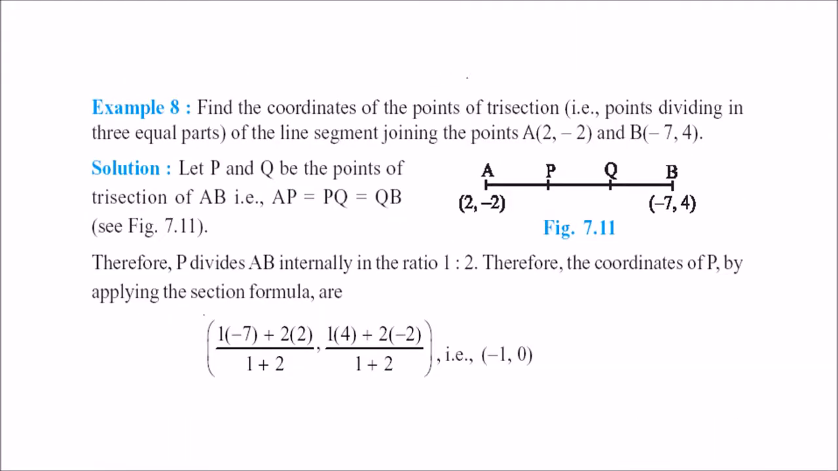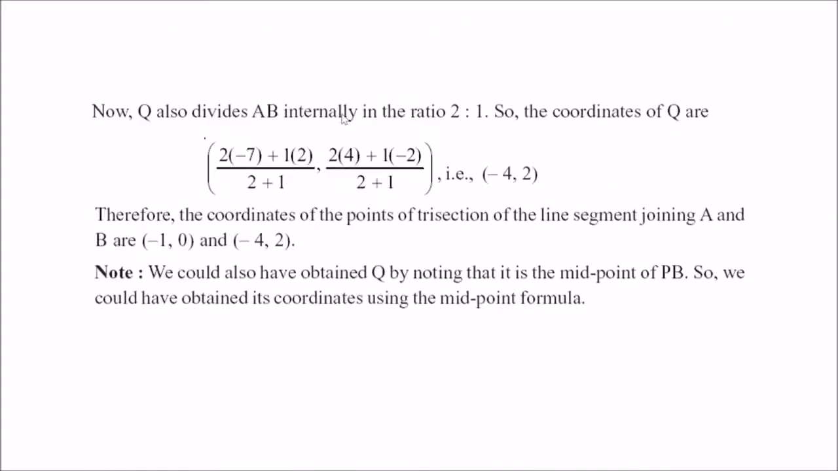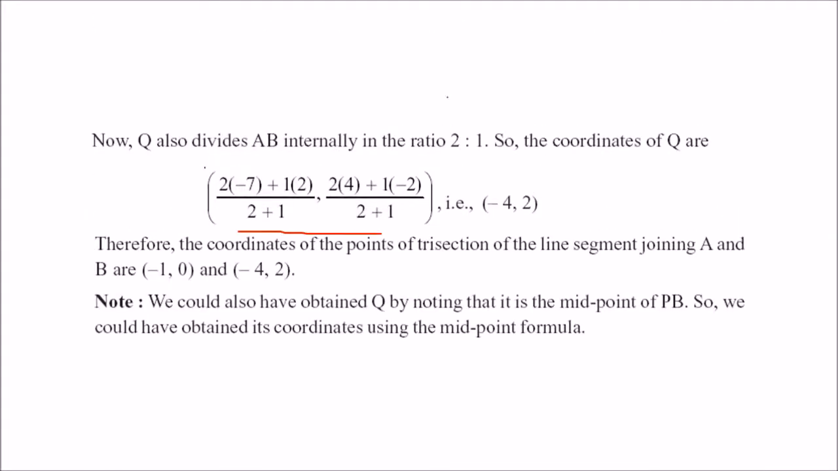Now find the coordinates of the points of trisection, means you have points A and B, which are 2, minus 2 and minus 7, 4. This is a point P which is dividing it into 1 is to 2 ratio, and Q is dividing it into 2 is to 1 ratio. So these are equal parts. This will be 1 is to 2 and Q will be 2 is to 1. So when you use 1 is to 2, you can just find out minus 1, 0. And when you find out 2 is to 1, you just place m1 equal to 2, m2 equal to 1. So these are the coordinates.